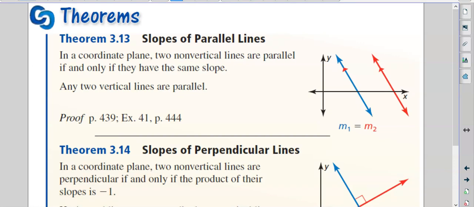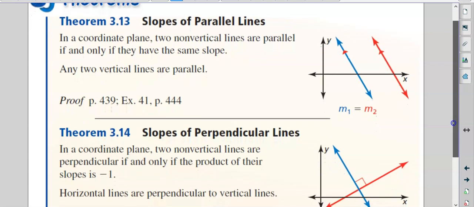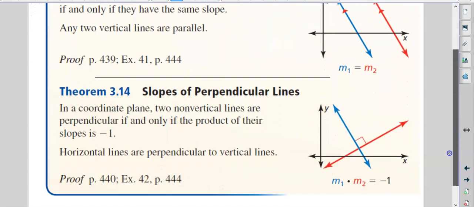All right, parallel lines. In a coordinate plane, two non-vertical lines are parallel if and only if they have the same slope. We've known that for a long time, okay? And any two lines that are vertical are parallel. Same thing with horizontal, actually.